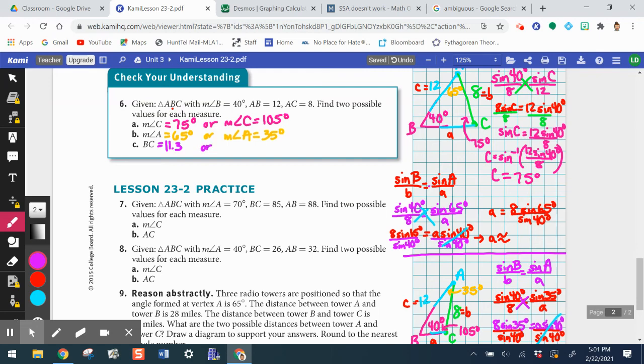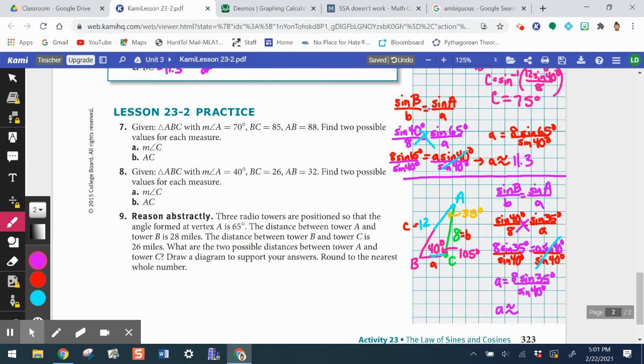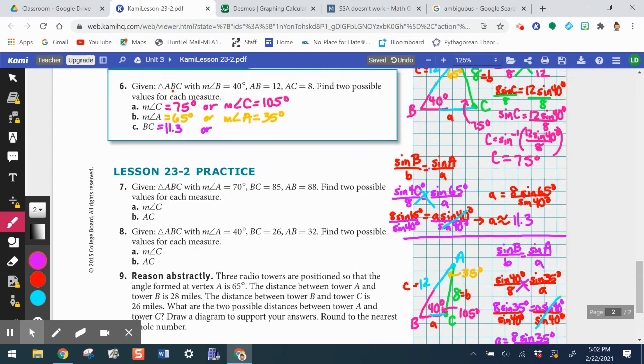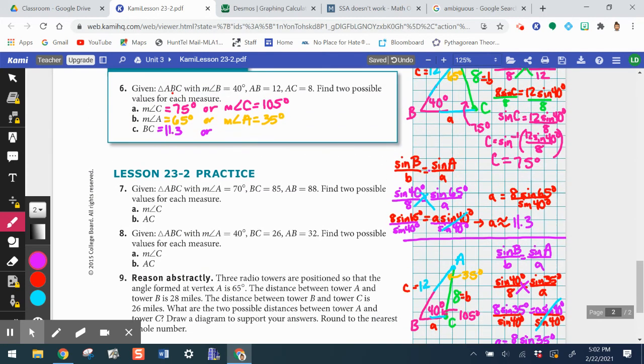So think about this before we even find the other possibility for the length of BC. If the measure of angle A is 65 degrees, its opposite side is 11.3. Now, when we find the measure of angle A is 35 degrees, since angle A is definitely smaller than what it was up here, its opposite side has to be smaller than what it was here. So just keep that in mind. Make sense of the numbers as we go through.